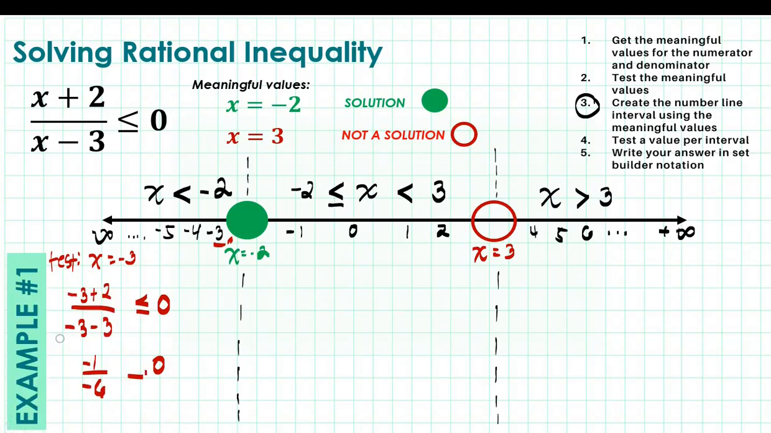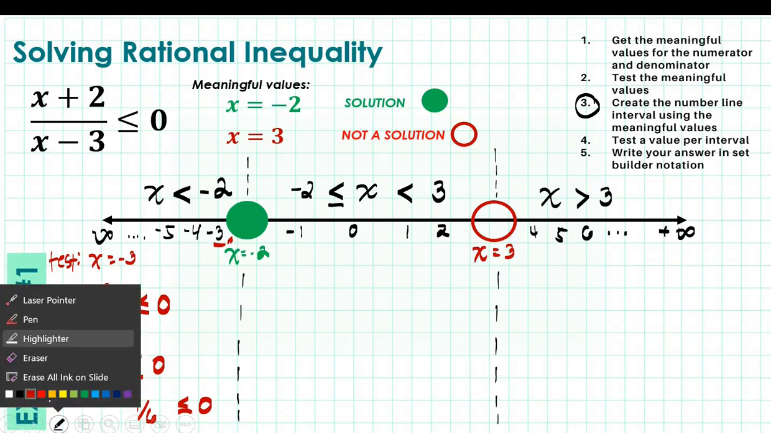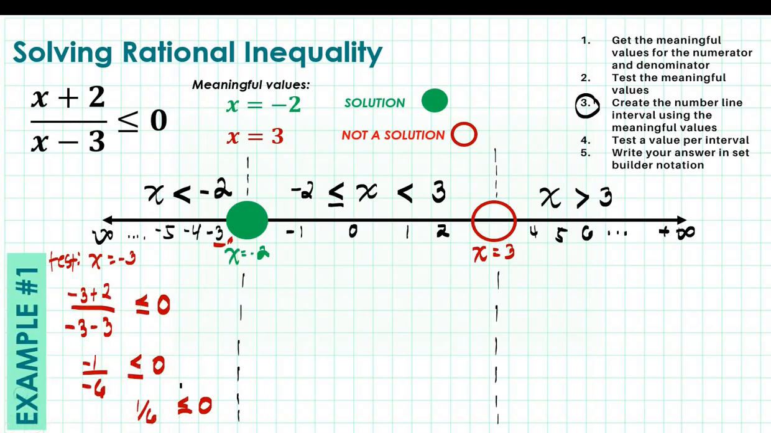That's less than or equal to 0. Simplifying this further, the negative signs will be cancelled, and so we'll have 1 over 6 less than or equal to 0. And we know that positive numbers are greater than 0. Therefore, this is not satisfied. And so, these values, x less than -2, are not solutions to the inequality.